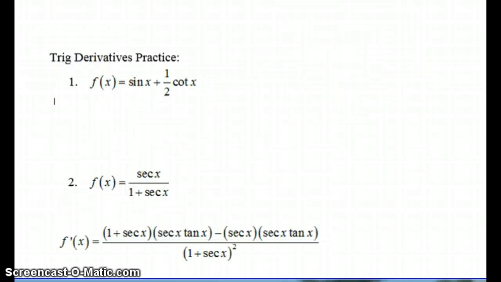So now we're going to practice a little derivatives of trigonometric functions. Basic 6 trigonometric functions, you need to get those derivatives stuck in your head so that you can quickly and easily take the derivative of these different functions.